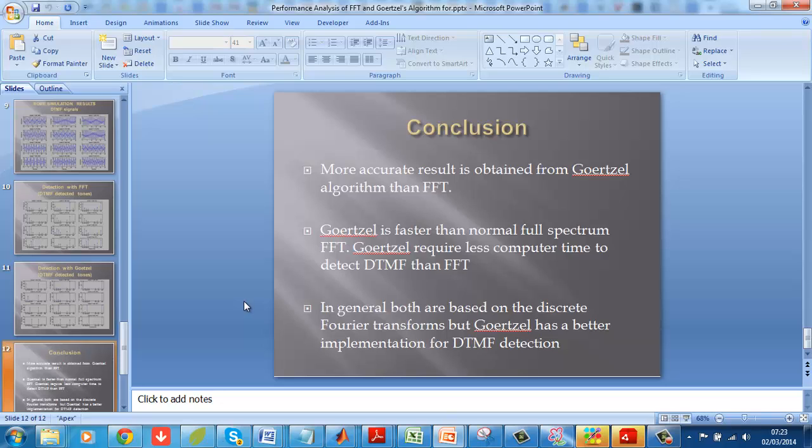So I'll just summarize and wrap up again. What we are trying to do is detect DTMF signals, and check whether it is better to use Gaussian or FFT. And we find out that Gaussian gives better results. Thank you.